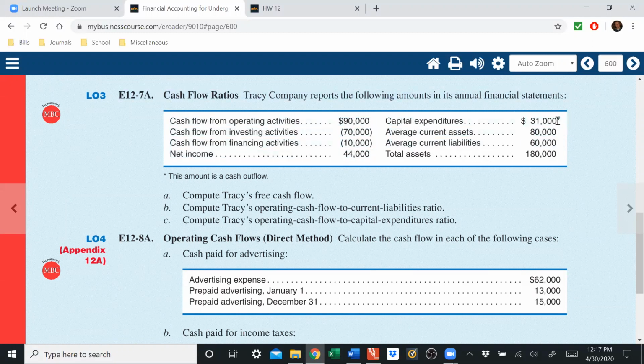Their capital expenditures, and again, capital expenditures are defined as any cash outflow resulting from purchasing property, plant, or equipment. So $31,000 of capital expenditures. They put an asterisk that says this is an outflow. Well, I know it's an outflow because that's the definition of capital expenditure. Always an outflow. And then their average current assets, the balance in current assets at the beginning of the year plus the balance at the end of the year divided by 2, is 80,000. The average current liabilities is 60,000. The balance in total assets at the end of the year is 180,000.